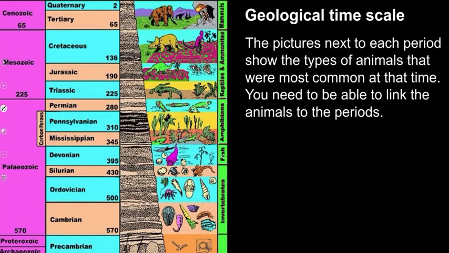Here we have another geological timescale, also with the pictures of the animals that were very common at that particular time. And you also need to be able to link the era, the period, when that period was and which animals are found in that particular period. So you need to be able to link all these different parts together.